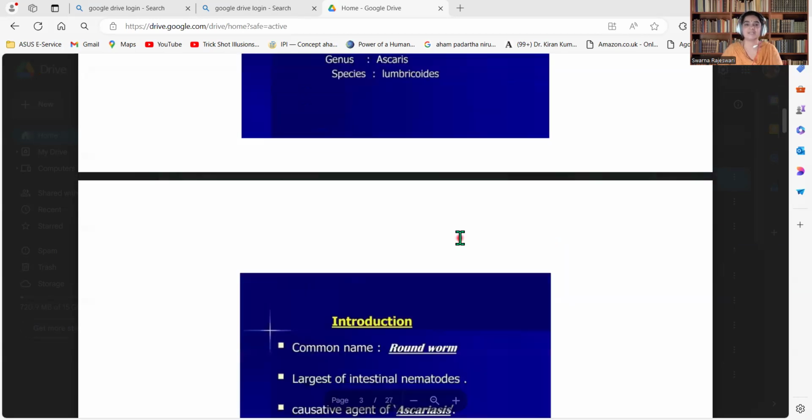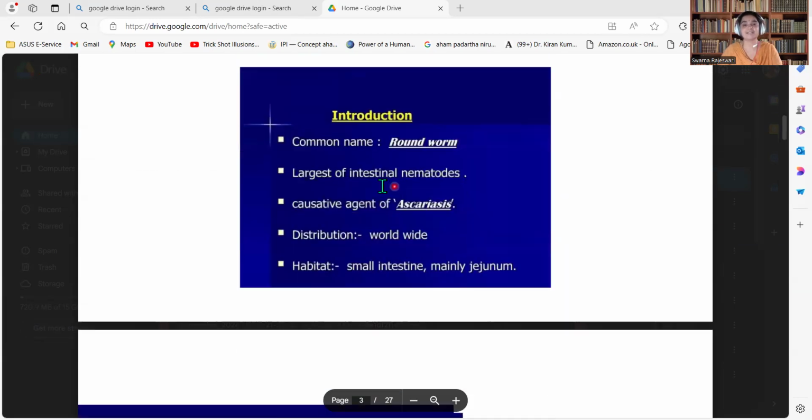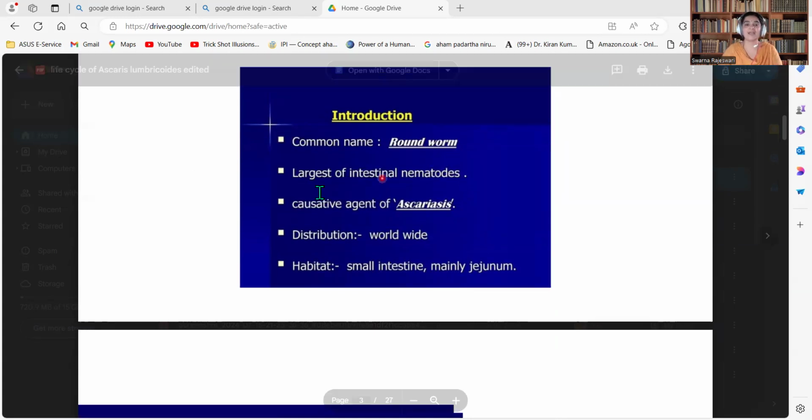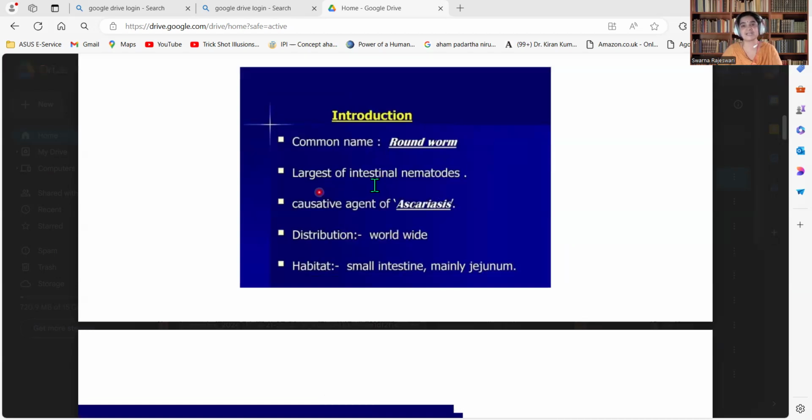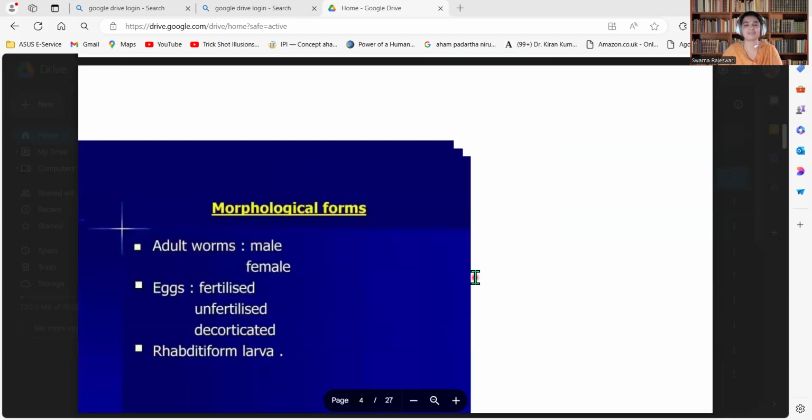Okay. So when we see the introduction of this worm, it is commonly called as roundworm, and it is the largest intestinal nematode. So this Ascaris lumbricoides is a causative agent of ascariasis, and its distribution is worldwide, and mainly it will be present in our small intestine, mainly jejunal in the small intestine.